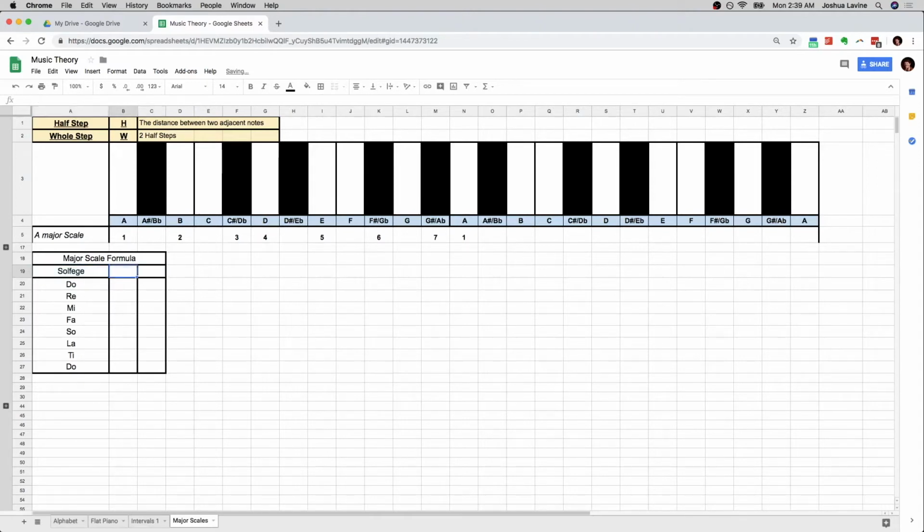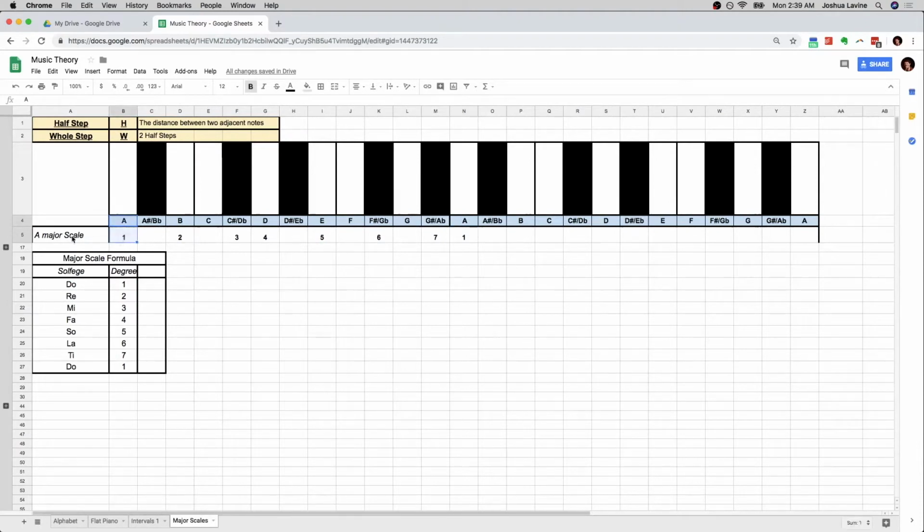And now I'm going to talk about the degree system, where the degree is just 1, 2, 3, 4, 5, 6, 7, 1. So we're talking about scale degrees now. So here we have it. This is the A major scale. 1, 2, 3, 4, 5, 6, 7, 1.